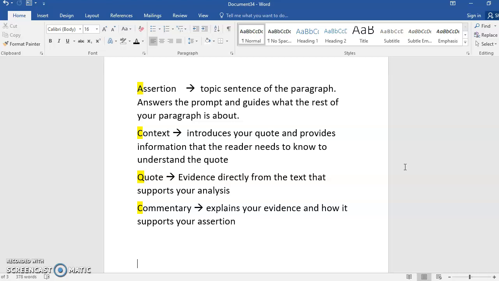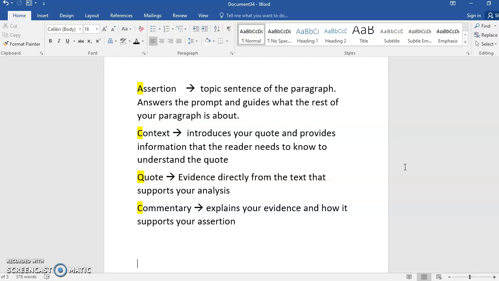Quote, okay, this is evidence directly from the text, and it should support your analysis. And the quote shouldn't just be a random quote. It should be a quote that supports your answer in the assertion. And that's where your commentary comes in. Commentary, it explains your evidence. So what does your evidence mean? You're going to break it down and analyze the piece of evidence. And then you also need to explain how it supports your assertion. So why did you pick that piece of evidence? What does it show? How does it help you answer the question?